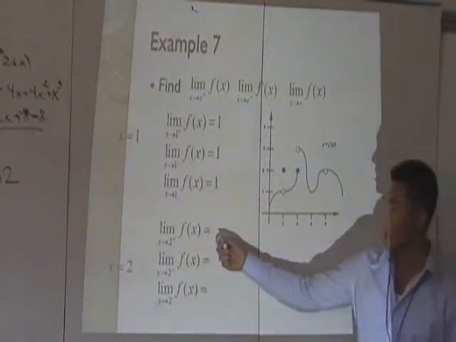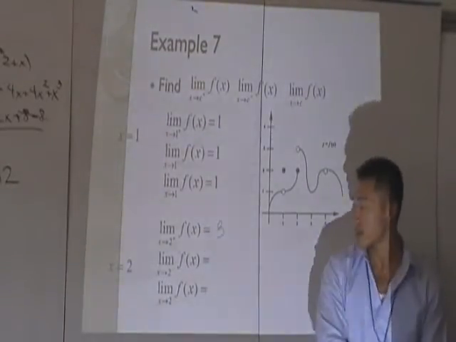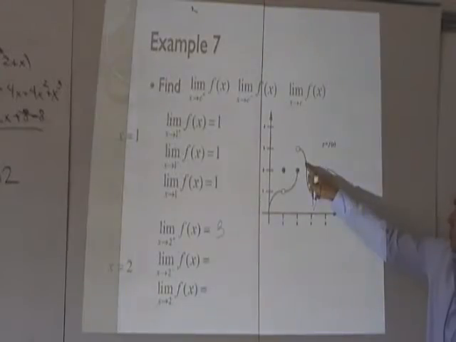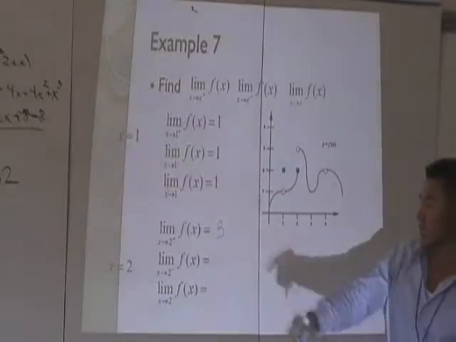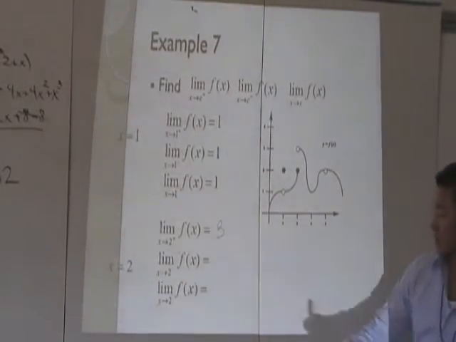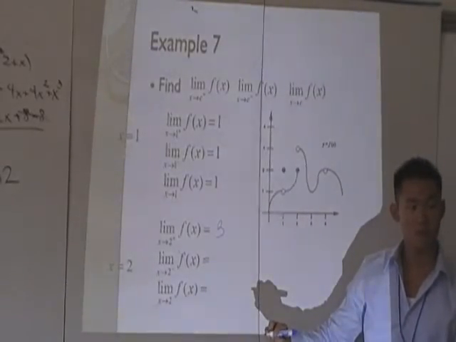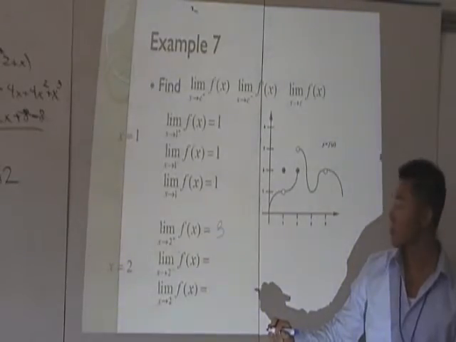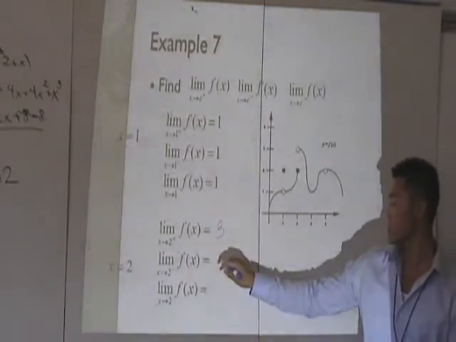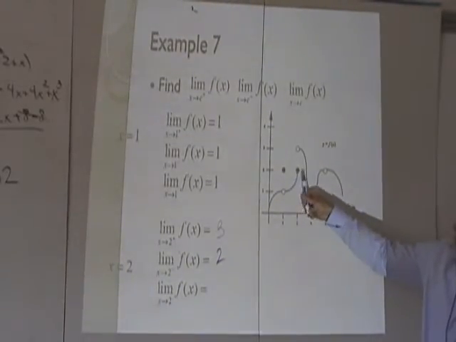April, as x approaches 2 from the right, what did you get? 3. Everyone agree with that? Good. So here's 2. As x approaches it from the right, it's on this graph here, so that gets you 3. Kelvin, from the left? Okay, from the left, 2. So there's 2. As it approaches from the left, it's really coming from this side, so it's 2.